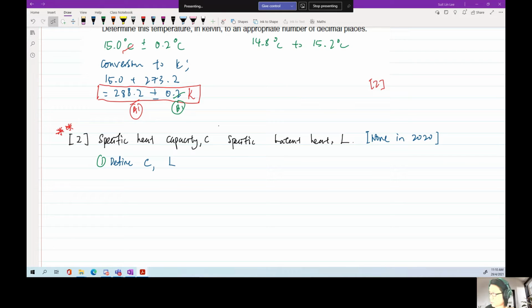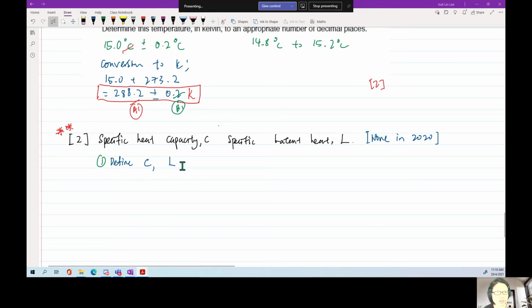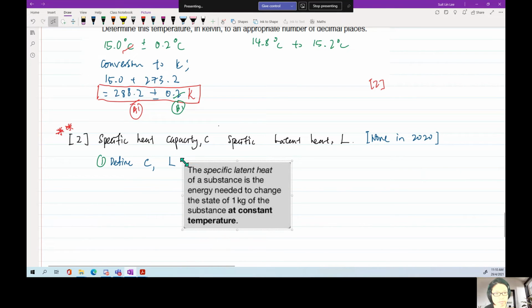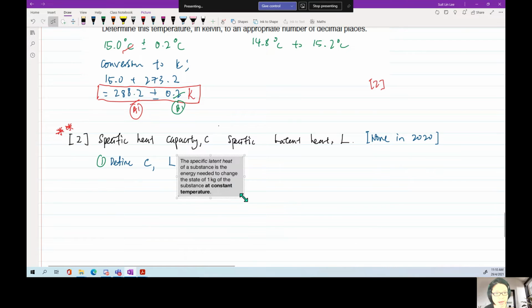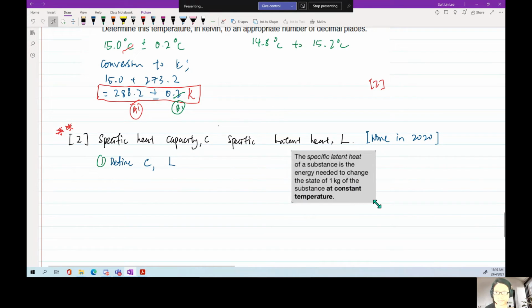Okay, so make sure that you know how to write the definitions if you intend to answer questions like this. So L is specific latent heat. Energy needed to change the state of 1 kg at constant temperature, because we know melting and boiling all happen at constant temperature.